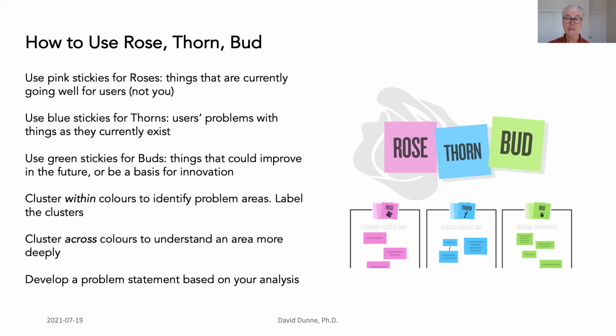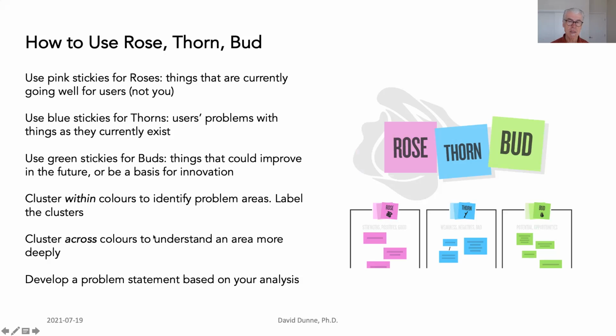Then what you do is you're going to cluster, as you see in the diagram on the right here, you cluster within colors to identify problem areas. So now you'd start to look within the pink stickies, for example, at things that are similar to each other. Start to move the post-its around so that they're together, and you can now find a cluster of things that's working that are all doing quite well. Similarly, with blue, you group things together, find out the things that are not working that might be related to each other, and the same with buds. And each time you do that, you would label the clusters to try and give a sense of the overall meaning of what we're trying to get at here.